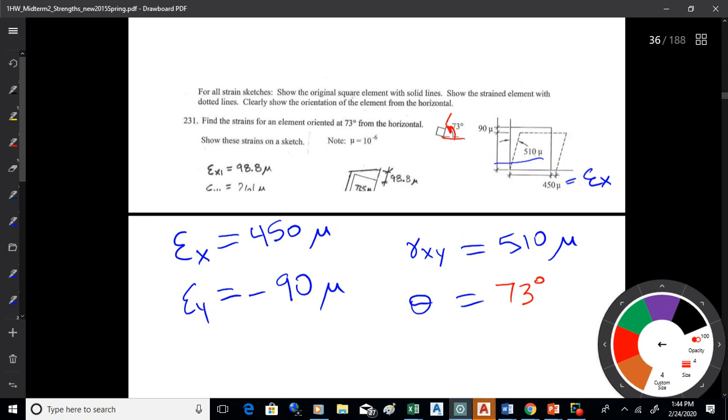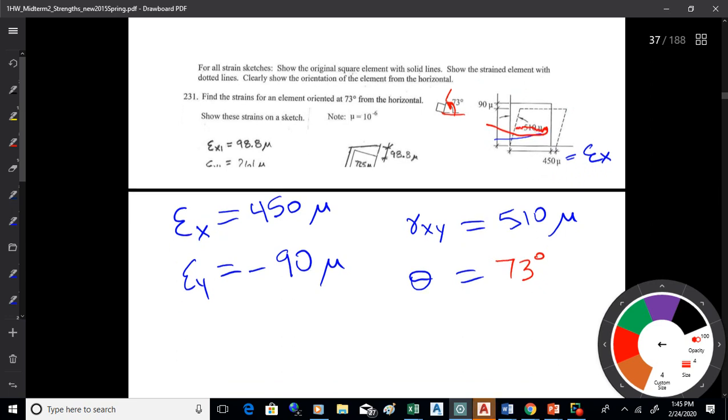You got to read the dimension and realize the 450 with that micro symbol is a strain in the X. The 90 with the micro symbol is a strain in the Y. That's getting shorter, so that's negative. And now on this sketch, this is a schematic. So all of the strain is shown on one side so that it can be dimensioned. And that's 510. The angle's getting smaller, so that's positive.